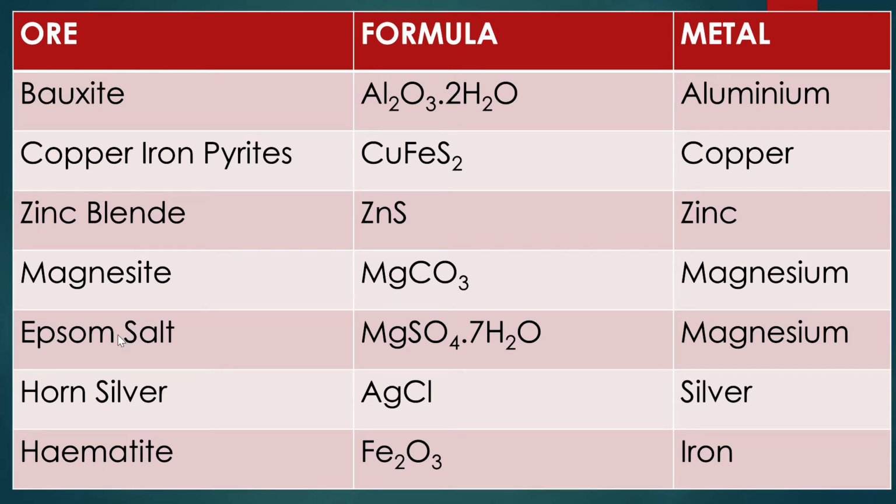The fifth ore is Epsom salt, magnesium sulfate with 7 molecules of water of crystallization. MgSO4.7H2O is the chemical formula of Epsom salt, and the metal which we are extracting from it is magnesium. Next comes your horn silver. The chemical formula of horn silver is AgCl, silver chloride, and the metal is silver. Next is hematite, and the chemical formula of the ore hematite is Fe2O3, iron oxide, and the metal which we are extracting is iron.